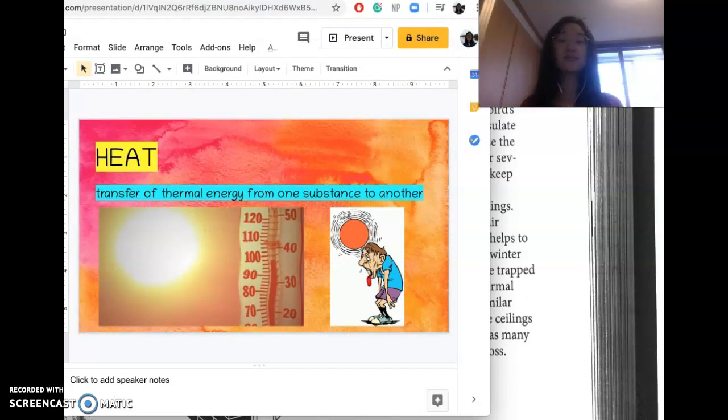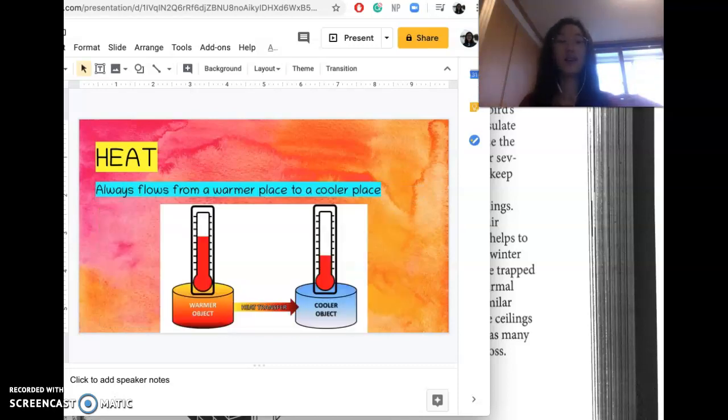So basically, heat is transfer of thermal energy from one thing to another thing, just like the spoon to the hot chocolate. And heat always goes from a warmer place to a cooler place. We know this, right? So that's why if you are cold and you go to a fireplace and you put your hand near the fire, the heat will move from the warmer object, which is the fire, to the cooler object, which is you, if you're cold. So always goes from warmer to cooler.